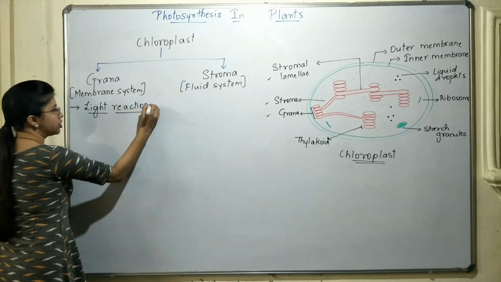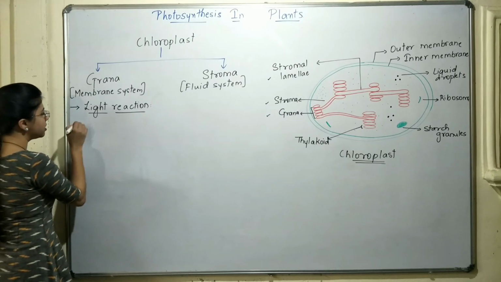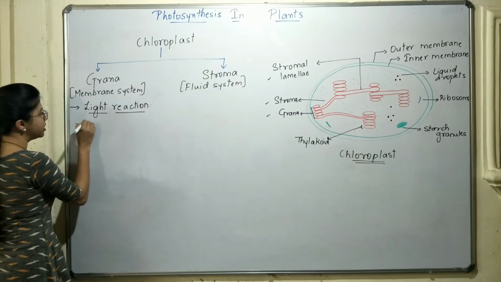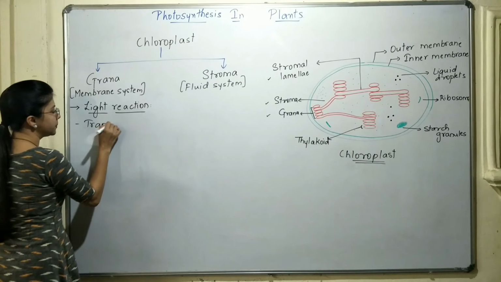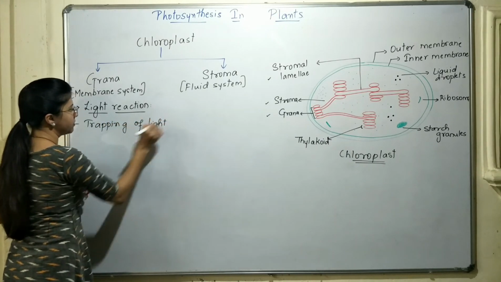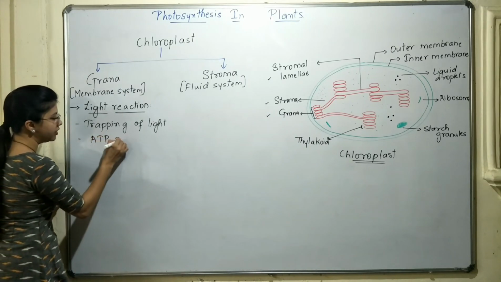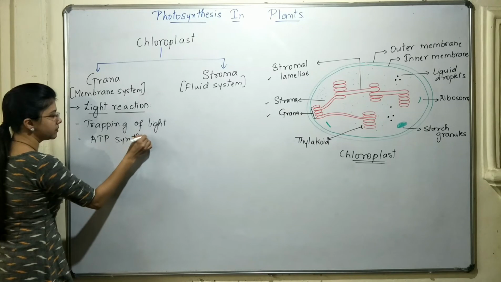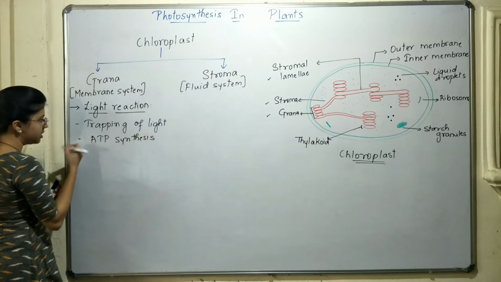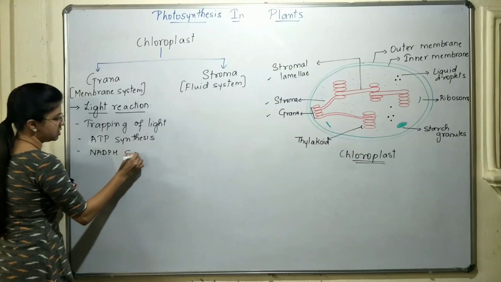In this light reaction, there are different steps involved. The first being trapping of light. As a result of trapping of light, there will be synthesis of ATP and there will be NADPH synthesis.